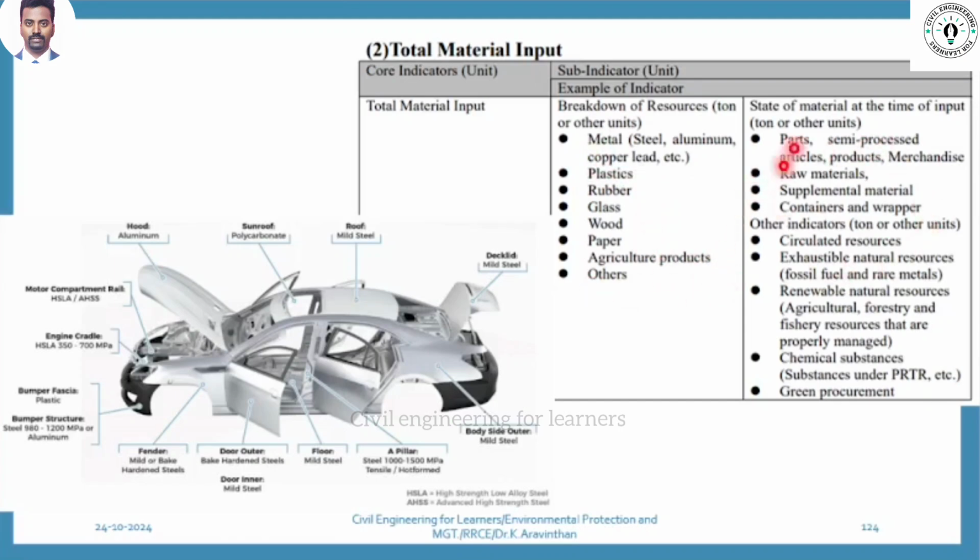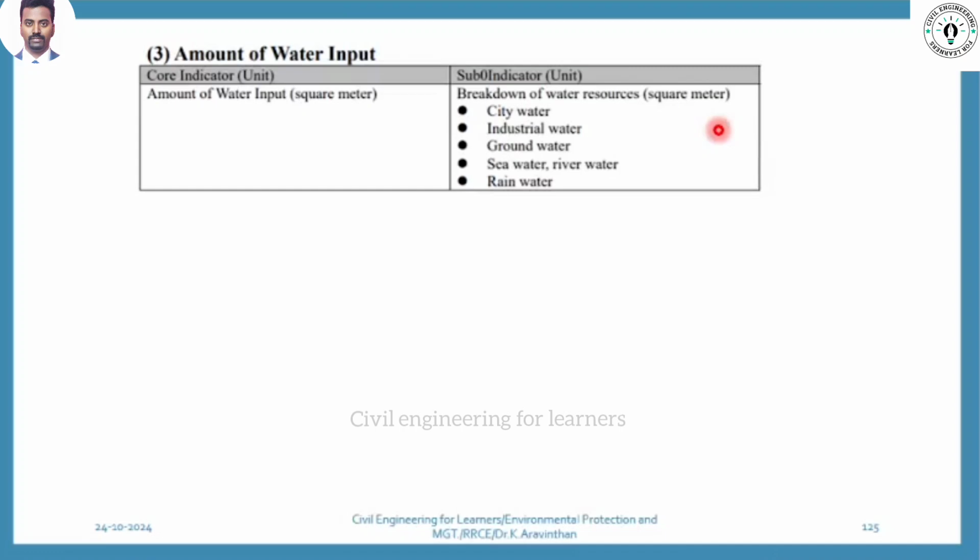So these are subparameters being used for the material. What unit do you use to measure? Tons. Next one is number 3, water. How much water is required? Amount of water input per square meter, which is being measured.